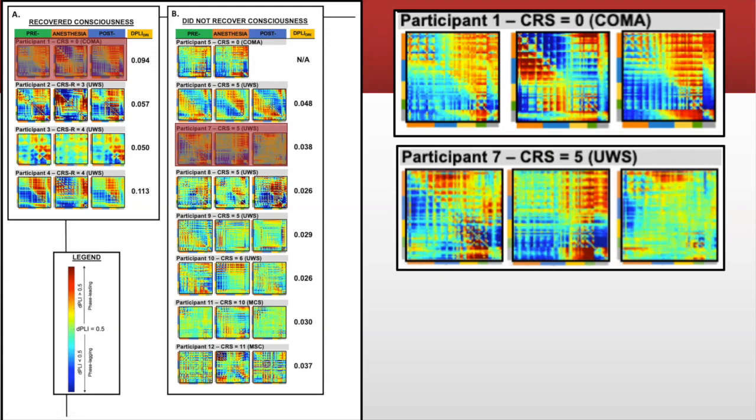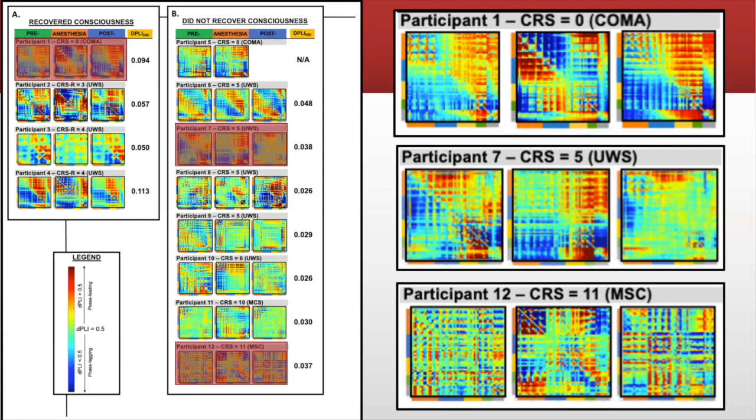Another interesting pattern here is the individual who is in chronic minimally conscious state. They don't have any consolidated patterns of feedback or feed-forward dominant connectivity during baseline. There's some consolidation, but it is not feedback or feed-forward dominant when they're exposed to anesthesia, and again, back to a scattered pattern when the anesthesia is removed.